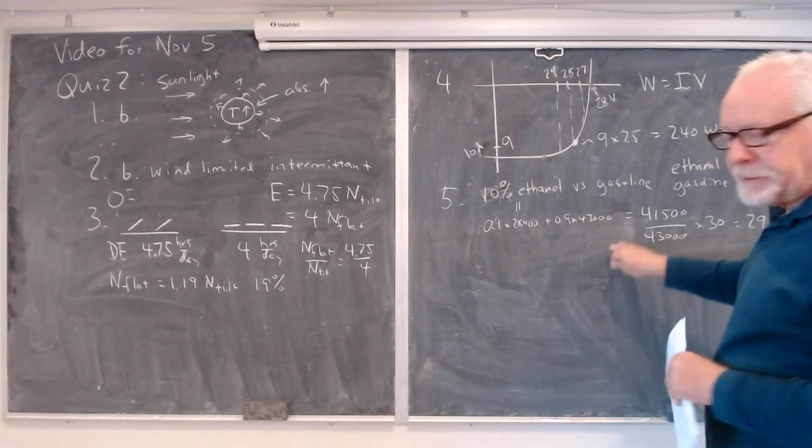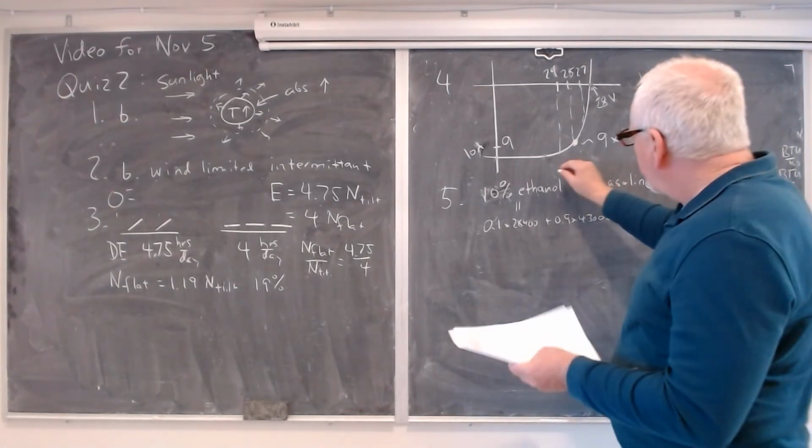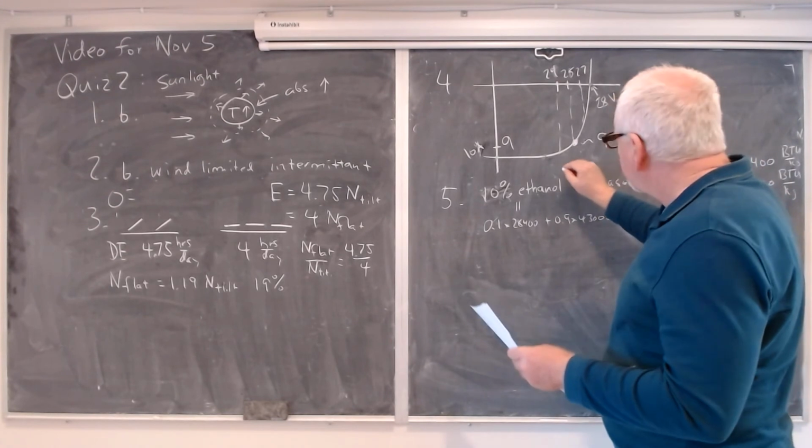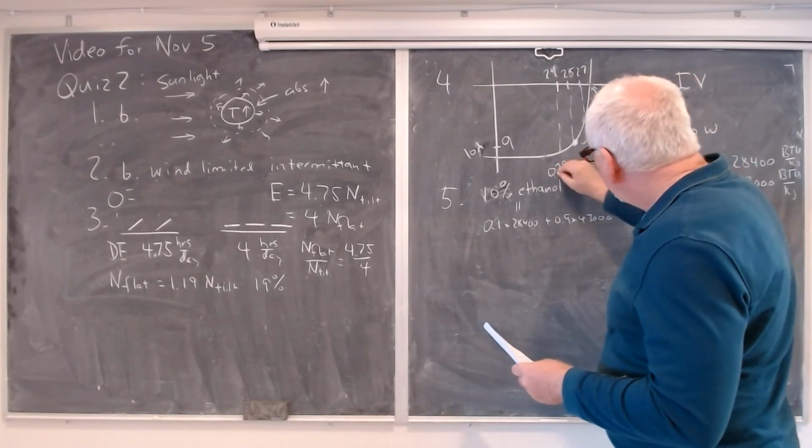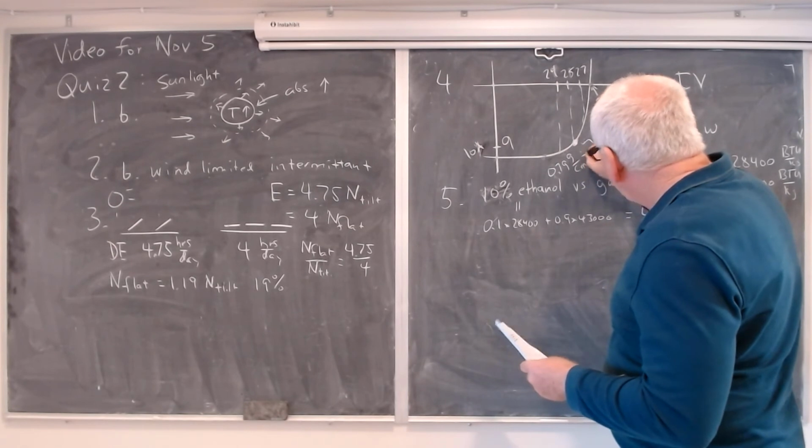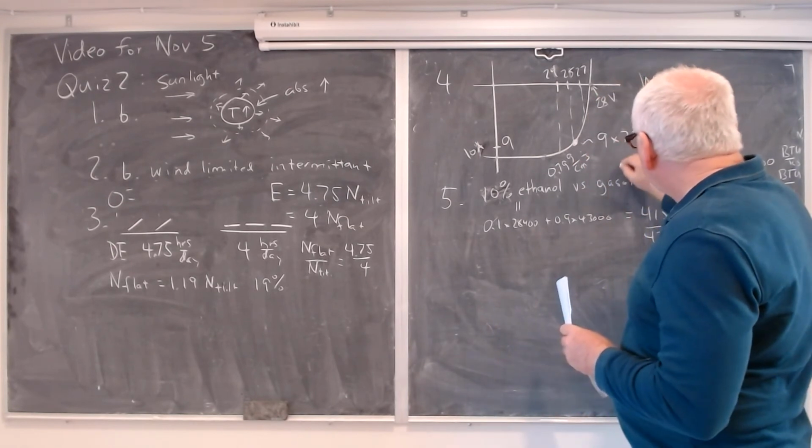Now that's not really the right answer because ethanol is slightly denser. It's 0.79 grams per cubic centimeter, whereas gasoline is 0.7.